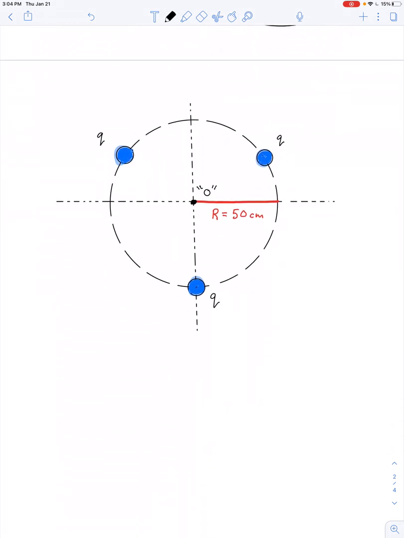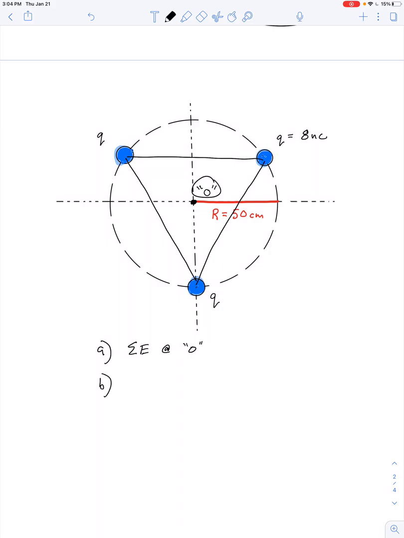Here we have 3 charges, all of the same magnitude. Let's say each of these charges is equal to, how about 8 nanocoulombs. And they all sit at the vertices of an isosceles triangle. And that isosceles triangle we see is inscribed in a circle with a radius of 50 centimeters. So we have 2 questions in this case. A, what's the net electric field at the origin, at point O, indicated in this diagram? And our second question, what's the net force on this charge located on the y-axis?